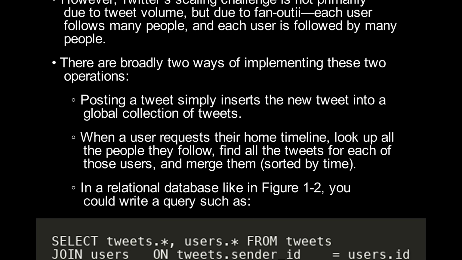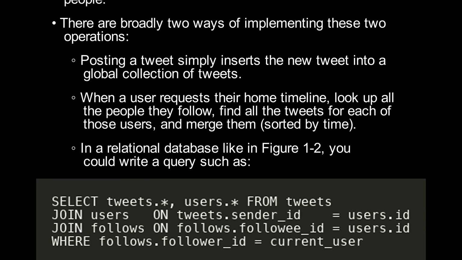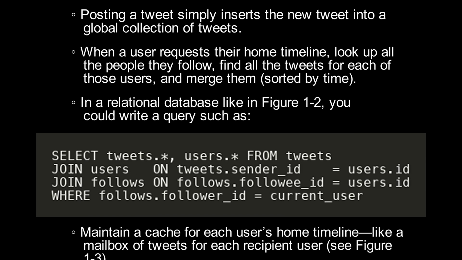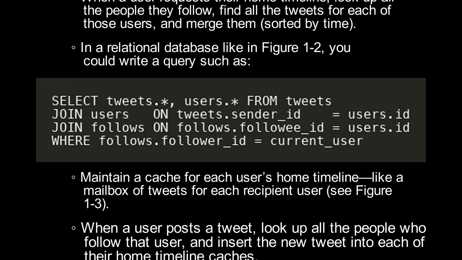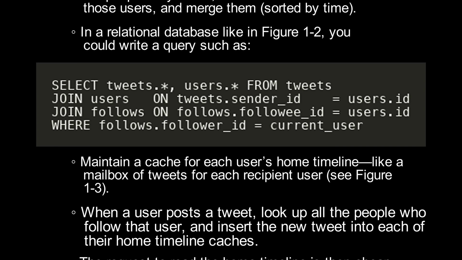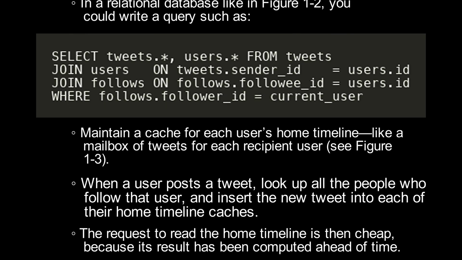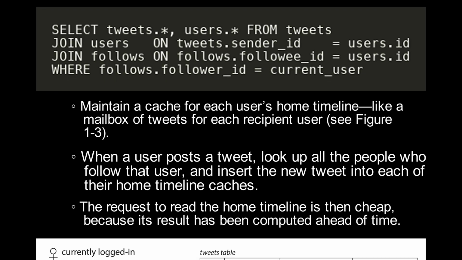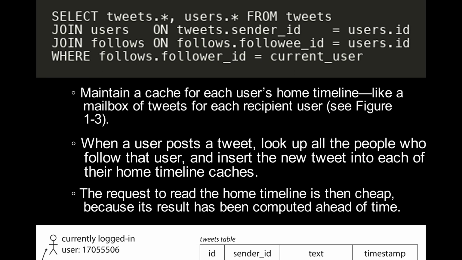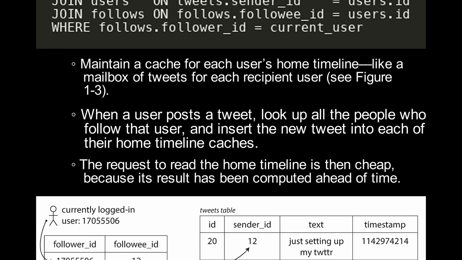In a relational database like in Figure 1-2, you could write a query such as this. Approach 2: maintain a cache for each user's home timeline, like a mailbox of tweets for each recipient user. See Figure 1-3. When a user posts a tweet, look up all the people who follow that user, and insert the new tweet into each of their home timeline caches. The request to read the home timeline is then cheap, because its result has been computed ahead of time.